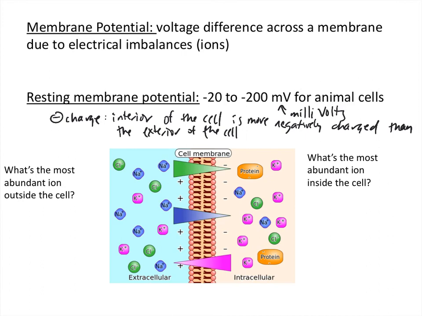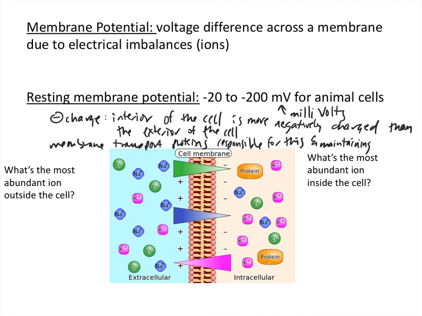How this happens is not accidental. This is due to membrane transport proteins, and they'll maintain this charge difference. They're responsible for the creation of a resting membrane potential, and they also are responsible for maintaining the charge difference once it gets set up.